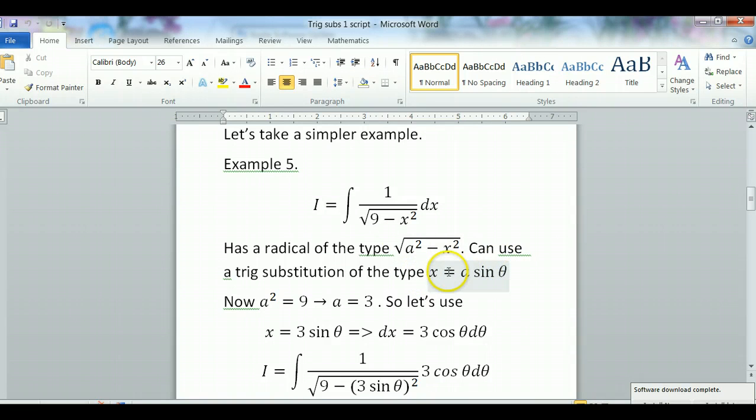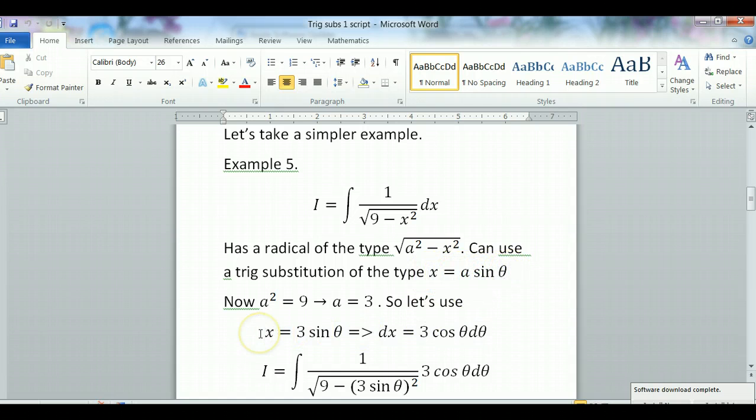Now what is a? A is actually the square root of the junk here. So in this case, a squared will be 9. That's the very first thing that you should do, to try to figure out what a is. So a squared is 9, which means a is 3. So the substitution will be x equals 3 sine theta.